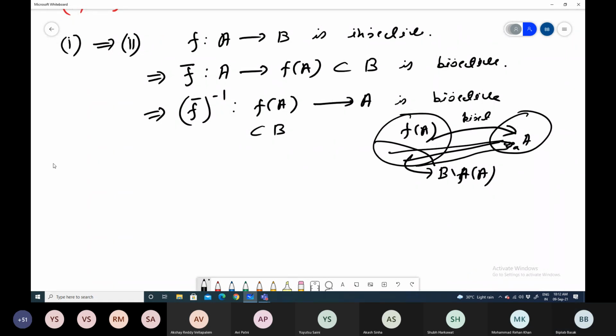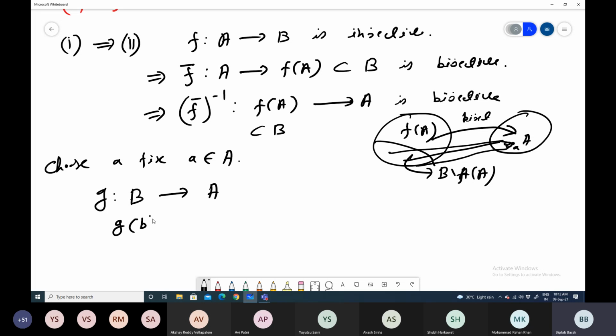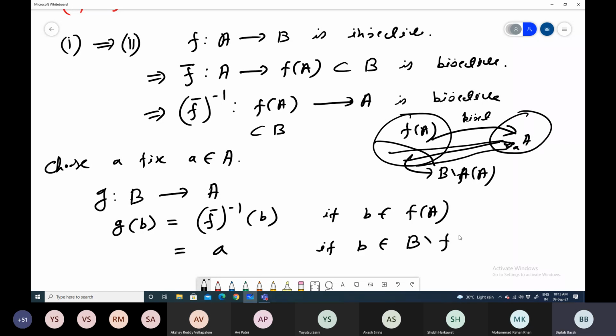Now what we'll do? Choose a fixed element a from capital A. Now we define function g from B to A in this way: g of b will be f bar inverse of b if b belongs to f of A, and equal to just the point a if b belongs to B minus f of A. So by the construction, g is surjective.